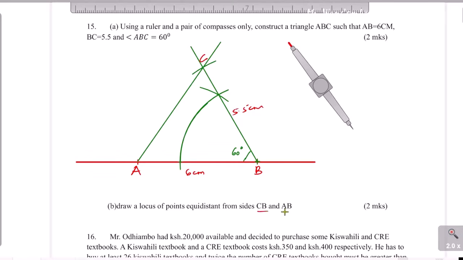So which type of locus is this? Equidistant from two given sides, CB and AB. That is the angle bisector locus. So we need to bisect the angle between those two lines, that is CB and AB. That is what will give the locus of point equidistant from two given sides, the angle bisector locus. So we bisect that angle between BC and BA.